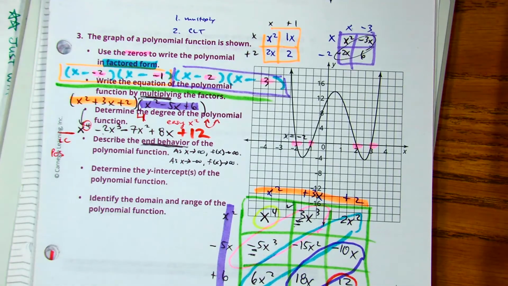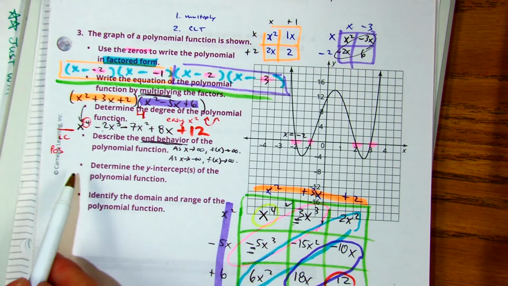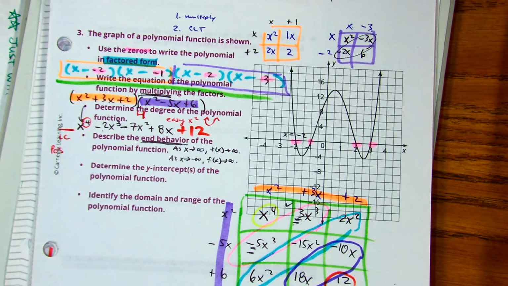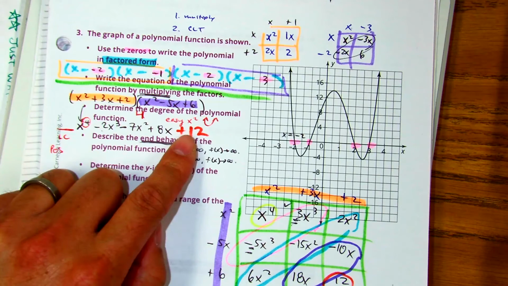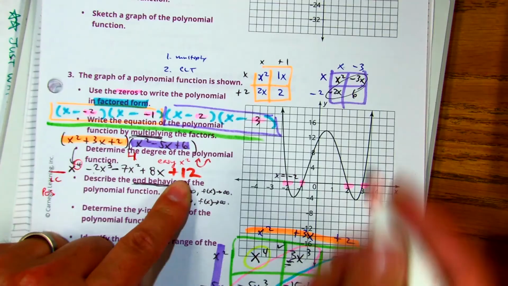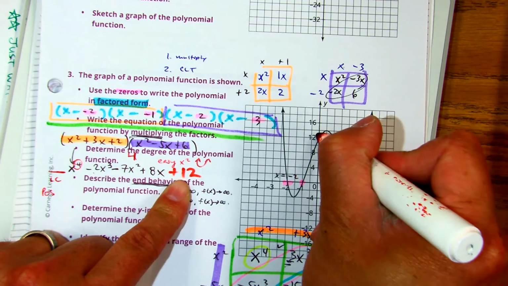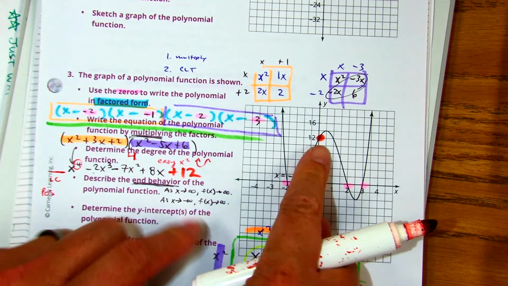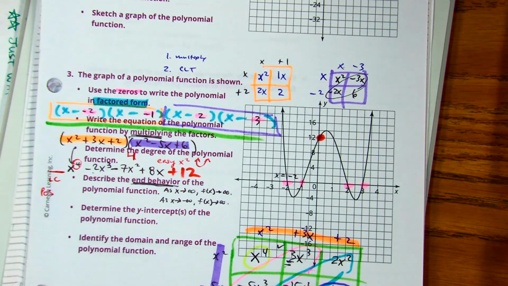Brendan, go ahead and read the next bullet point. Determine the y-intercept of the polynomial function. Put your finger on the y-intercept. On this polynomial, it's the last one. There's a couple of places where the 12 is. Let's highlight it on our graph. Class, what's the ordered pair there? 0, 12.